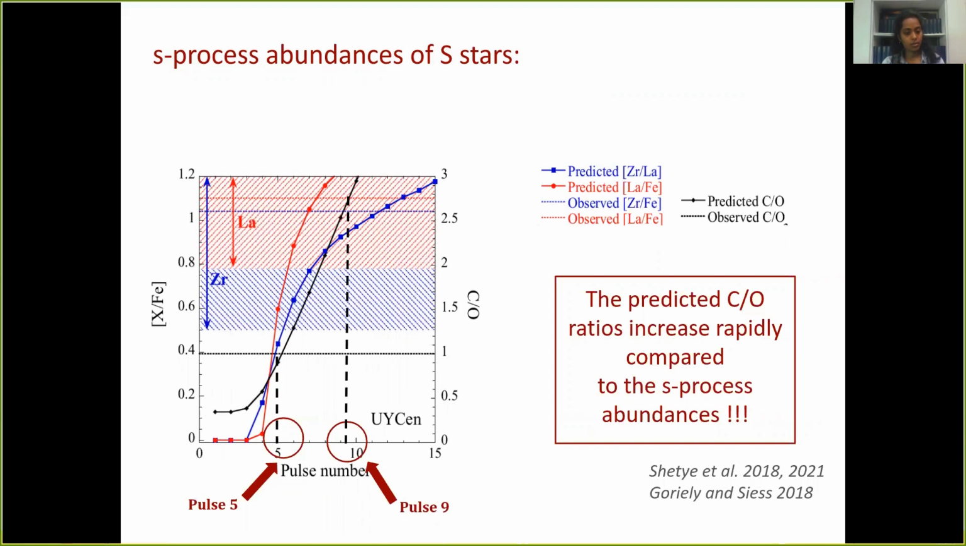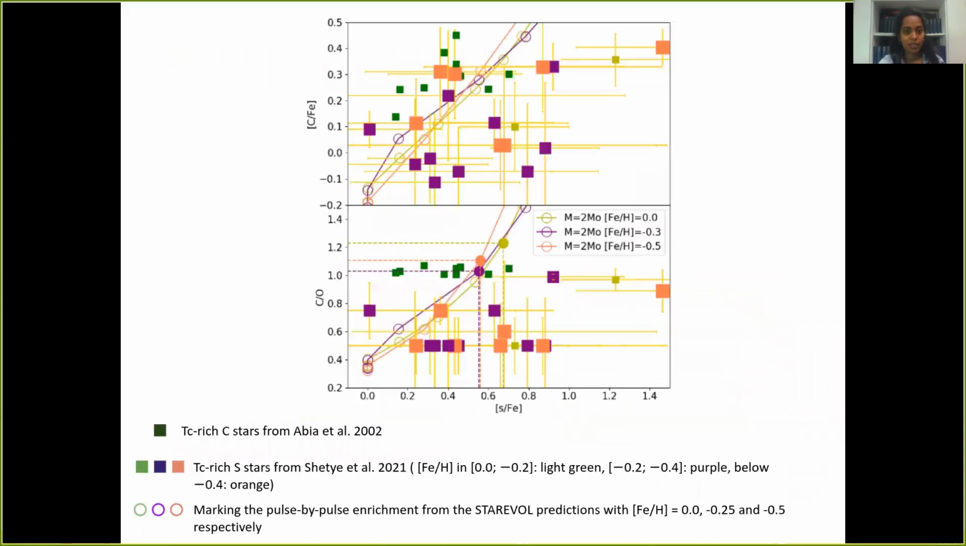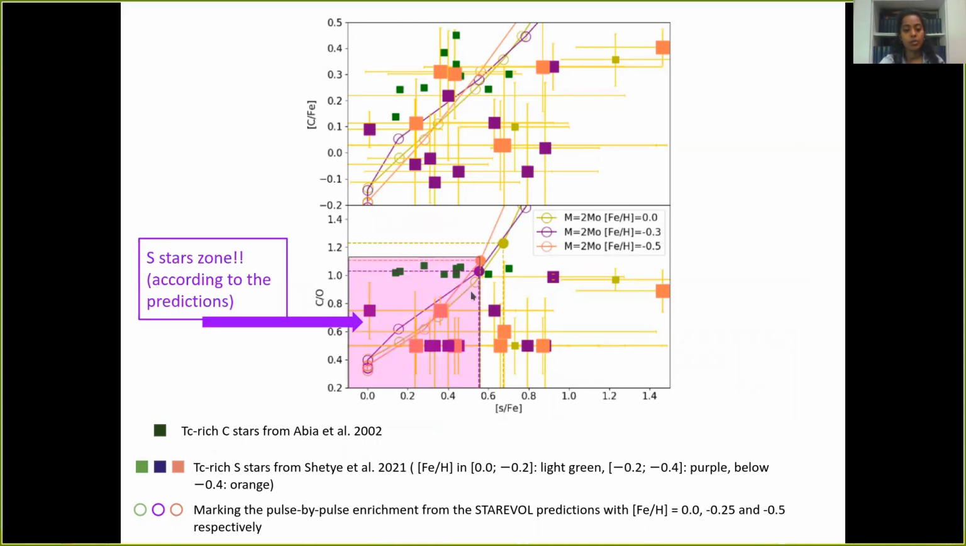Now, another way to see this would be using the huge sample of S-type stars, not just the S-stars, but also carbon stars, which we have put here, technetium-rich carbon stars and S-stars. All the measured abundances here are compared with the AGB nucleosynthesis predictions. If we were to live in an ideal world, and if everything was working as our models think it does, then the S-type stars would be located in this zone, basically. Beyond this zone, the star has a higher carbon over oxygen ratio and becomes a carbon star, so it wouldn't be classified as an S-type star anymore.